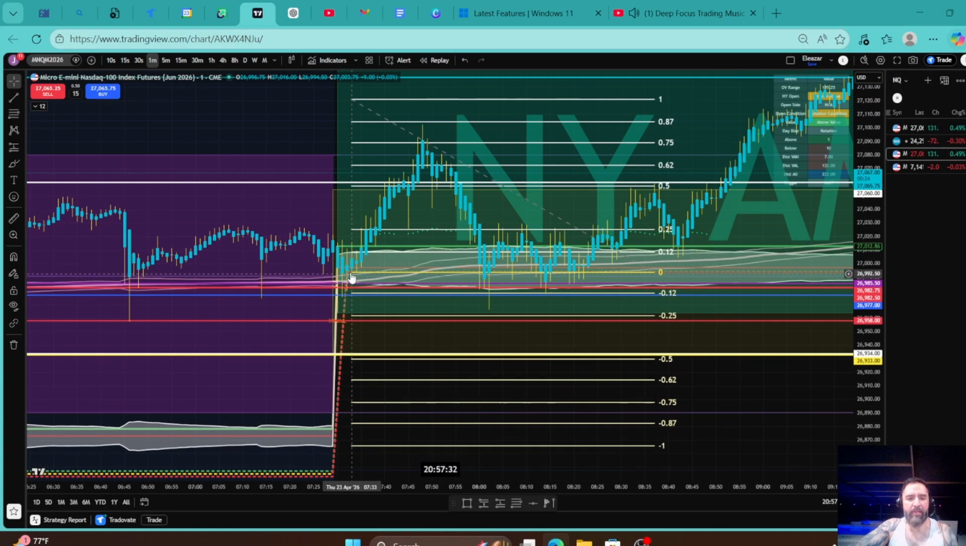Because once we saw post migration, I put my zero on the fib here. Okay, on post migration, price went all the way almost to the 87. Right now, I gotta tell you, I initially waited for it to come back down. When it started coming back down, I took a trade. I started taking it short.